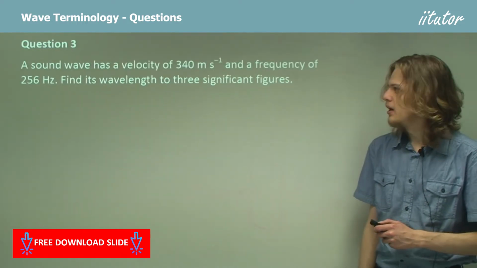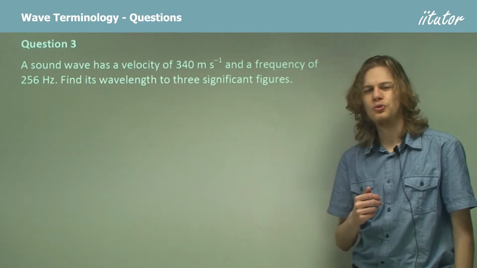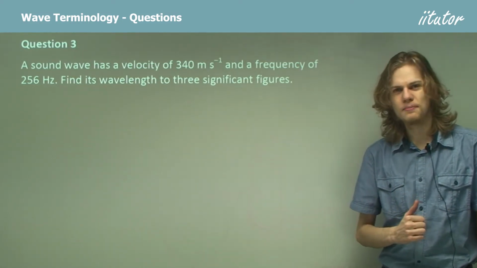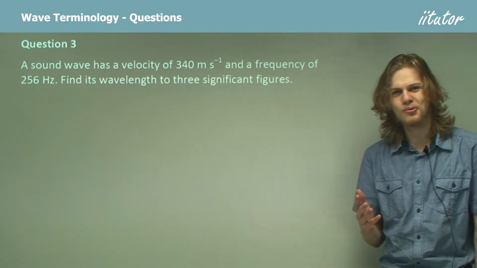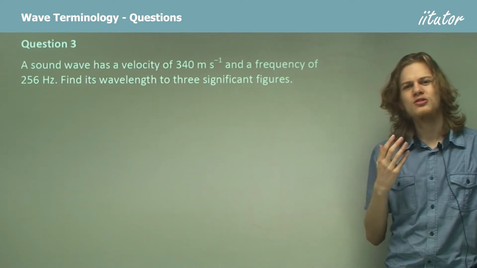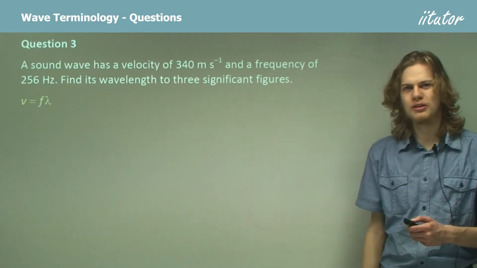Question 3. A sound wave has a velocity of 340 meters per second and a frequency of 256 Hz. Find its wavelength to 3 significant figures. I hope you remember your scientific notation rules. So how would we go about finding this? Well, we can use the wave equation. Can you remember how it goes? v equals f times lambda.